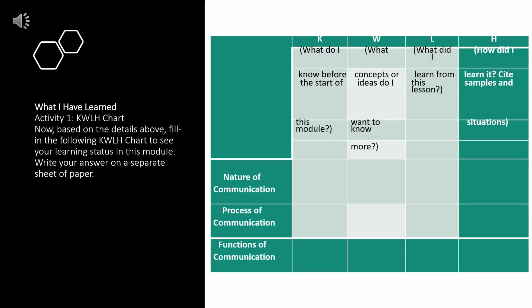But what can you see in the KWLH chart? You have there, what do I know before the start of this module? What concepts or ideas do I want to know more? Then the L, what did I learn from this lesson? Then the H, how did I learn it? Cite samples and situations. So of course, the three topics that we have tackled: the nature of communication, process of communication, functions of communication.